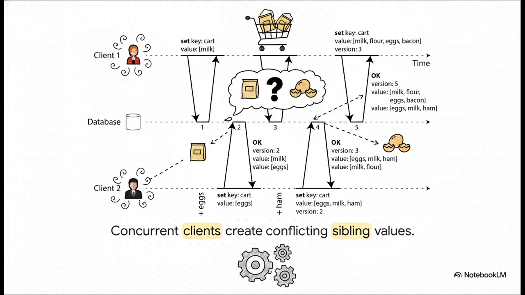When a client asks to read the cart, the database hands back both versions, one with flour, one with eggs, and basically says, "Here, you figure it out." The client application is then forced to logically merge these siblings together, often using specialized, mathematically sound data structures called CRDTs, conflict-free replicated data types, and then write the unified cart back to the database. This explicitly pushes the complexity of conflict resolution right up out of the database and straight into your application code.